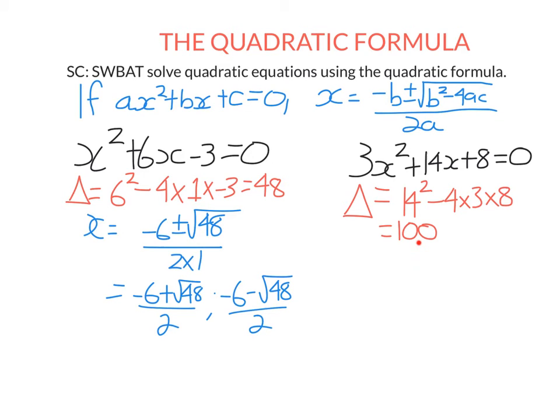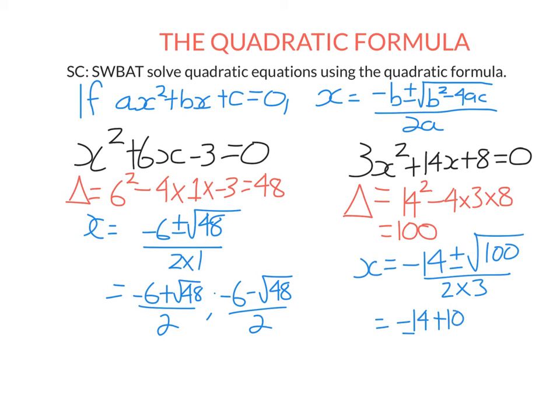Now the discriminant here is a perfect square. 100 is a perfect square, so both solutions will be rational. Those solutions will be x equals minus b plus or minus the square root of the discriminant over 2 times a. Let's simplify this. We have minus 14 plus square root of 100 over 6, and minus 14 minus square root of 100 over 6.